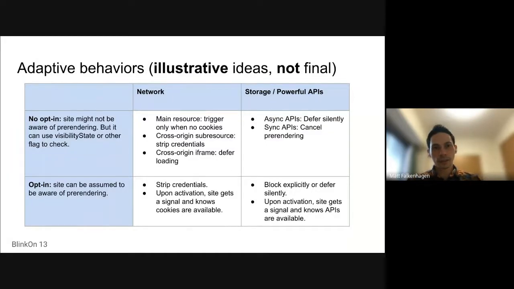So to go into more detail of this, and this is just illustrative, ideas and nothing finalized or confirmed yet, consider two cases, a no opt-in case and an opt-in case. The above row is non-opt-in, the below row is opt-in. And also, for simplicity, we'll say that these are both cross-origin ones, so we're a bit worried about privacy here. So in the no opt-in case, what can it do with resource requests? What can it do with network and fetching?